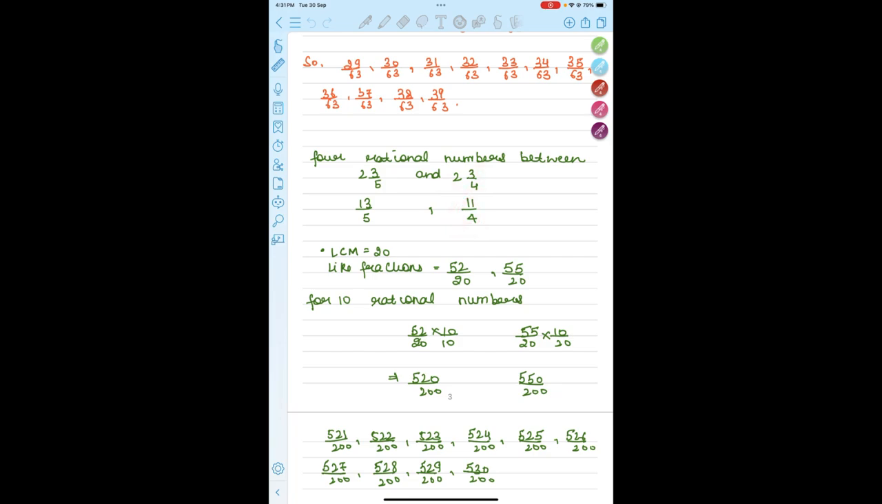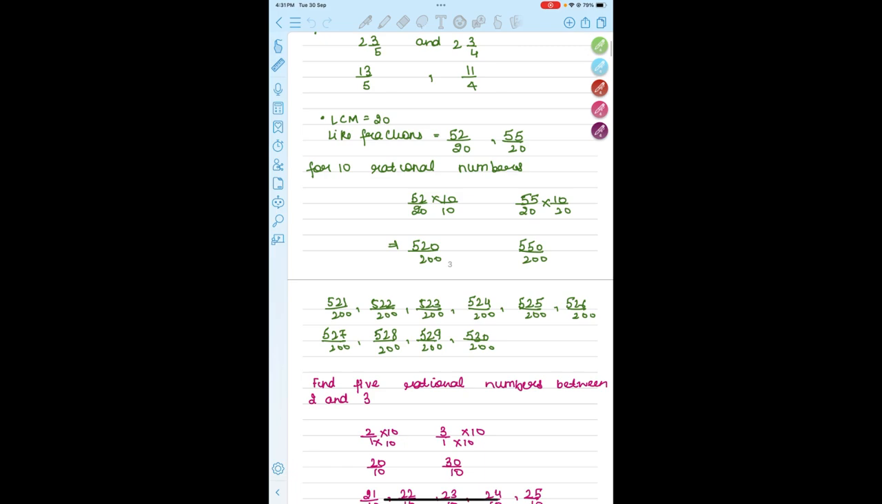So first step is that we have to take out the LCM and convert them into like fractions. So LCM is 20, and the like fractions will be 52 by 20 and 55 by 20. Now we can see that we cannot insert 4 rational numbers, because if we try to insert, it will be 53 by 20, 54 by 20, and then what? Then it is 55. So in such cases we can multiply them with any number. I have used 10 because multiplication with 10 is easier.